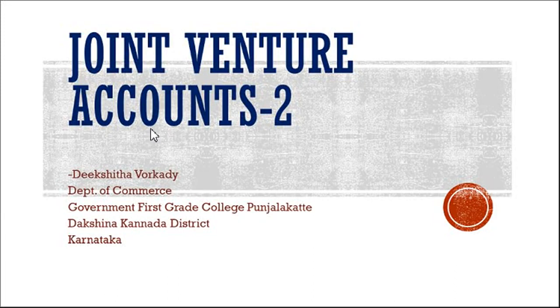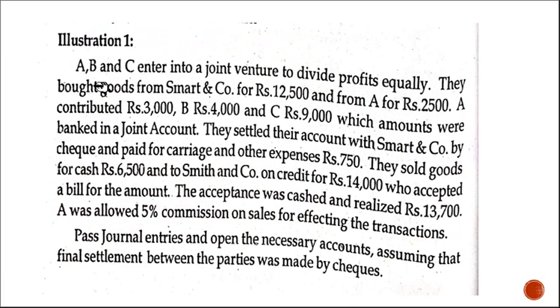Namaste. Let us work out the first problem in the joint venture accounts. A, B and C enter into a joint venture to divide profits equally. So there are three venturers.